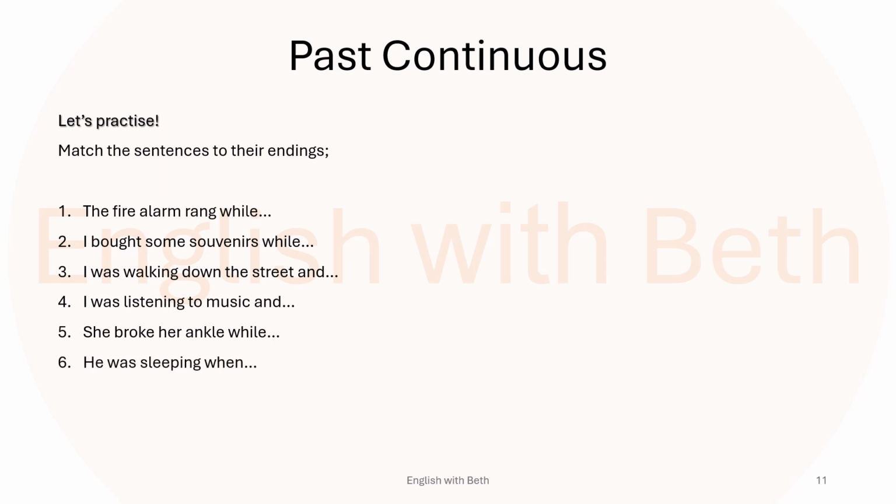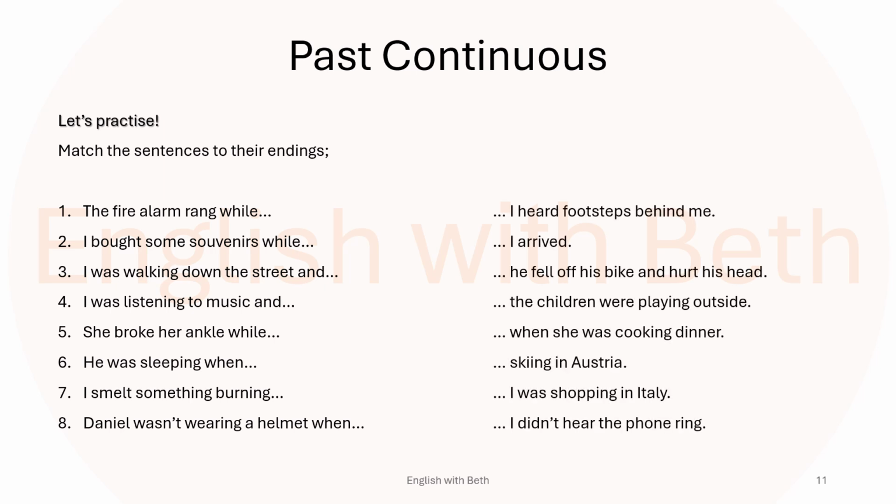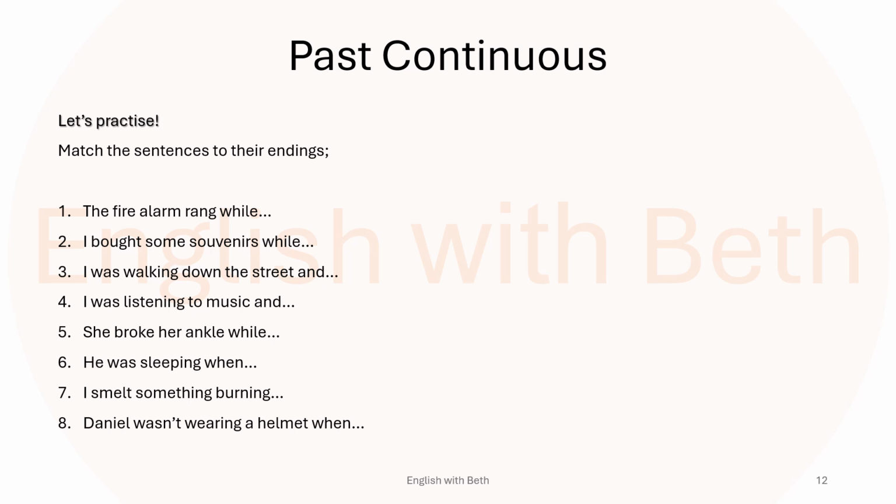Number 6. He was sleeping when. Number 7. I smelt something burning. And number 8. Daniel wasn't wearing a helmet when. So you need to finish those sentences by choosing from these endings. Pause the video now and choose the correct ending for each sentence starter. Good job! Now let's look at the answers together.